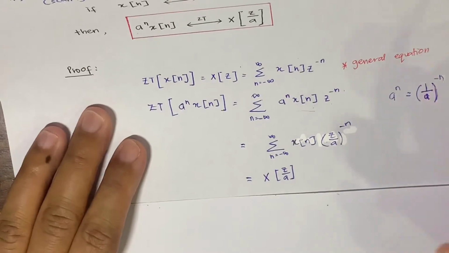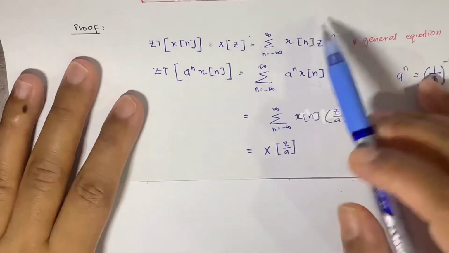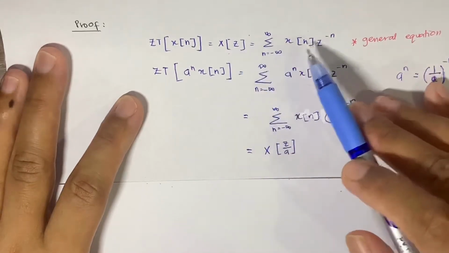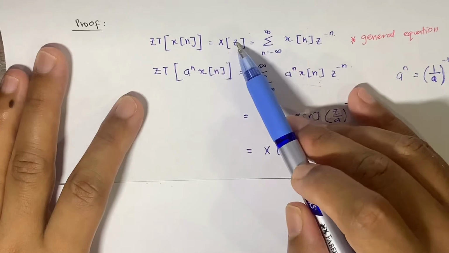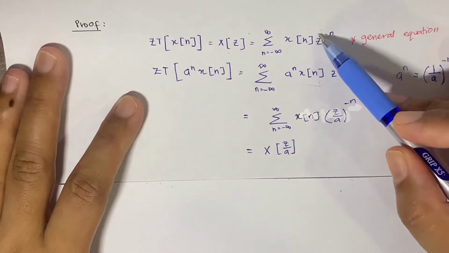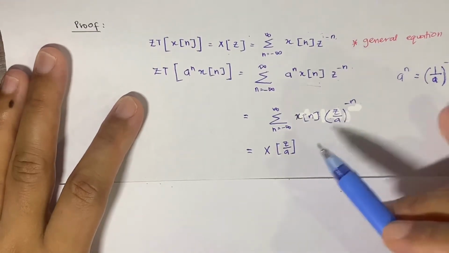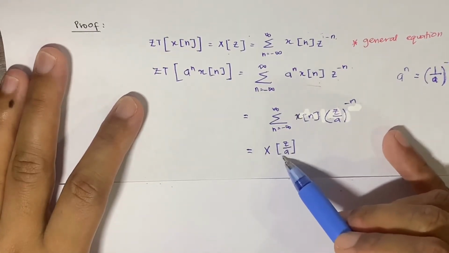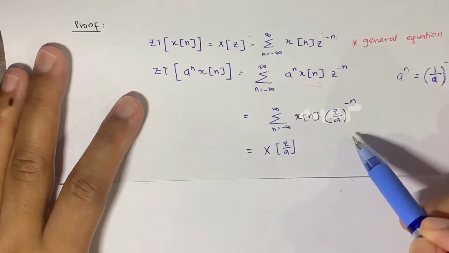Based on the previous equation, X(z) equals the sum of x[n] z^-n. When we want to change z to z over a, this z will follow to z over a, like this, z over a. That's why X(z over a), you will get the Z transform equation like this.